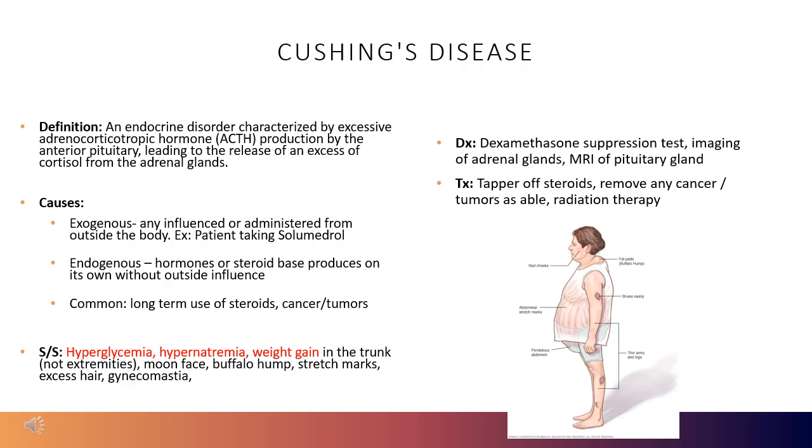So for diagnosis, we can do a dexamethasone suppression test. We could look at the adrenal glands, especially if we're worried about some kind of a tumor. And then we could also do some kind of imaging or MRI of the pituitary gland. If they are on steroids, we definitely want to taper them off. If there's any kind of cancer or tumor that's kind of throwing things off, we're going to get that removed. And then we might need to do some radiation therapy as well.